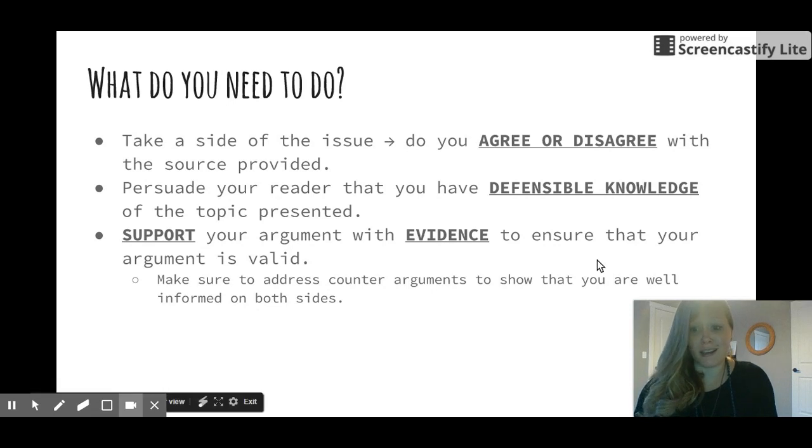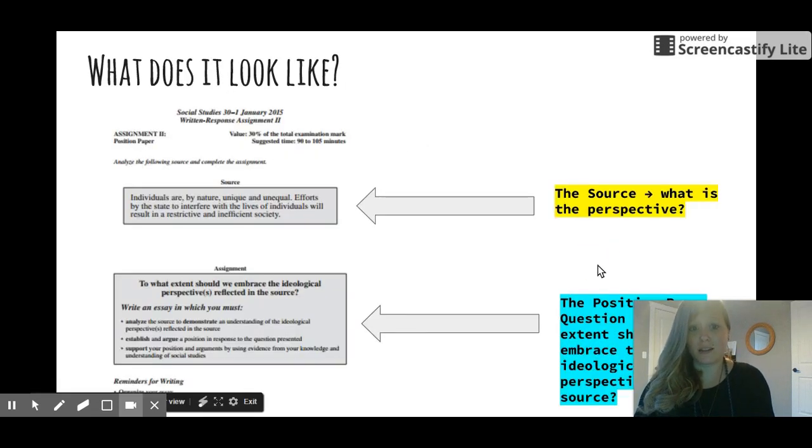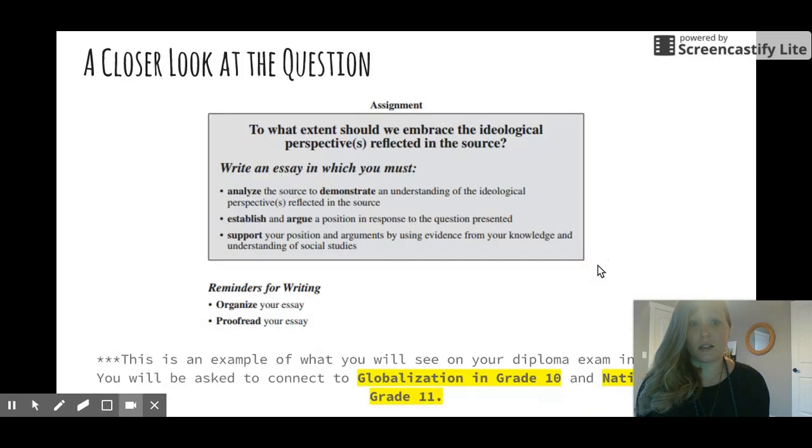Now that we know what it is, what does it look like? This is an example taken from a diploma exam. First you will see a source, and this is the perspective that you are going to have to write on. Next you're going to see the question: to what extent should we embrace the ideological perspective reflected in the source? Here's a closer look at that question. You can see that in each of the bullets, it tells you what it expects you to do. Of course, since this is taken from a diploma, it's embracing ideology. In grade 10, it's going to be globalization, and in grade 11, nationalism again.